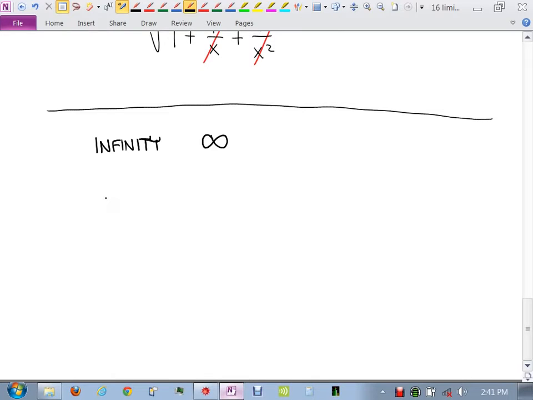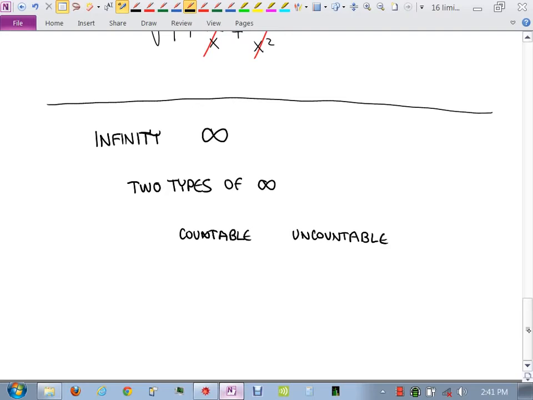Because that little commercial with the blowing up heads and stuff, there are two types of infinity. There's what's called countable, and there's what's called uncountable. Now, an example of countable would be all the integers. 1, 2, 3, 4, forever and ever.